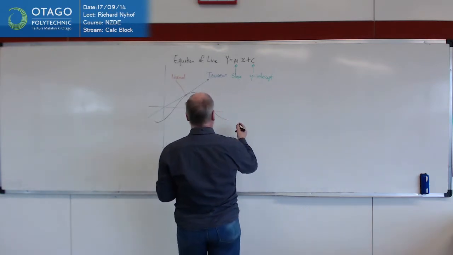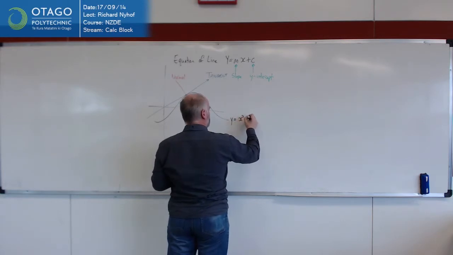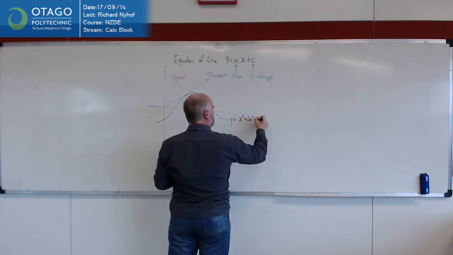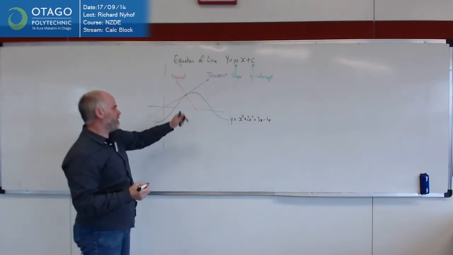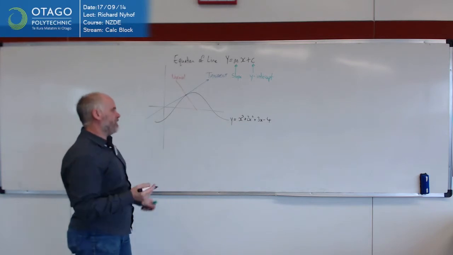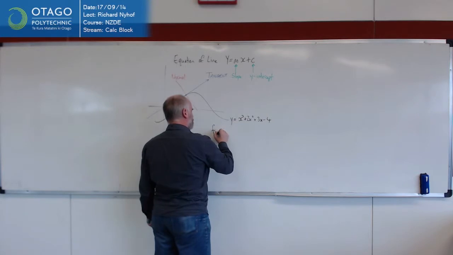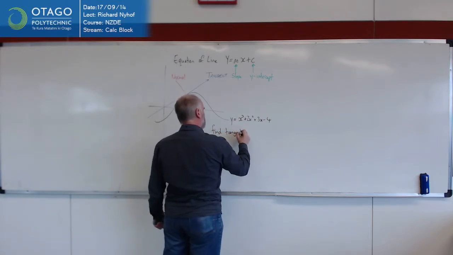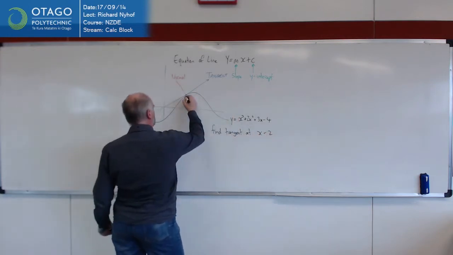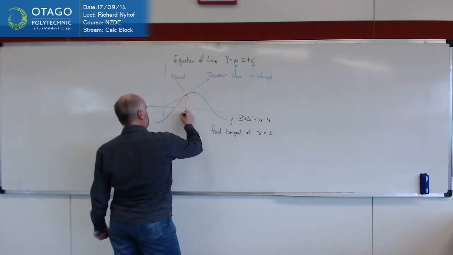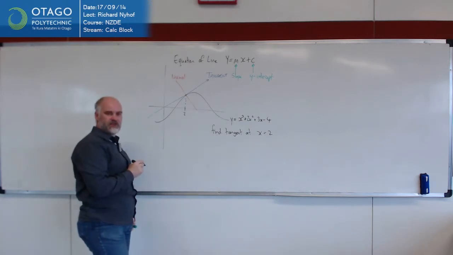Let's try something. Let's call this curve y equals x cubed plus 2x squared plus 3x minus 4. I have no idea whether that's what that curve would look like or not, I just made up a series. And we're going to find the tangent at x equals 2. So this is the point x equals 2, and we want to find out what the tangent is at that point.